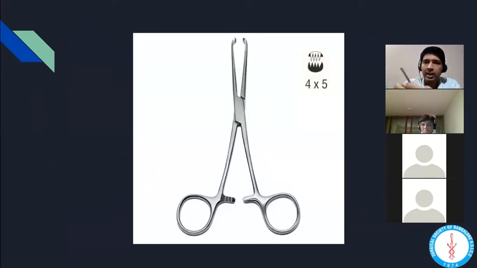Then we have the Allis forceps. This is recognized by the fact that it has teeth, and these teeth in one jaw sit in the groove which is specifically made for it in the opposite jaw. All right. So again, this is a traumatic forceps. It is used to hold fascia and aponeurosis, more or less used commonly in our hernia surgeries.